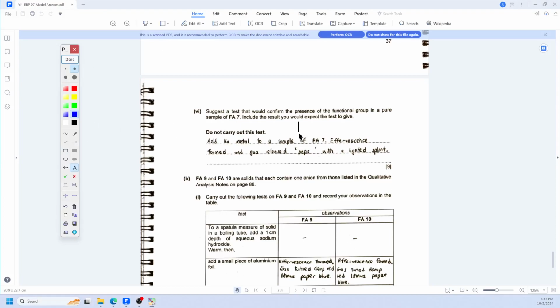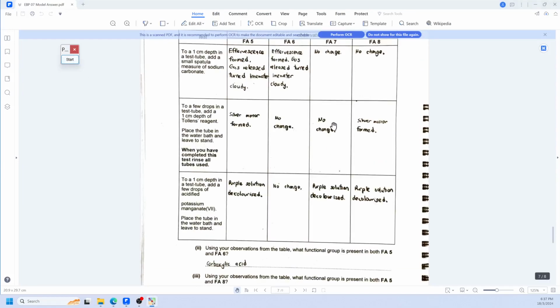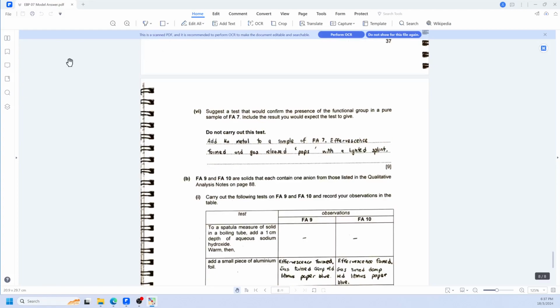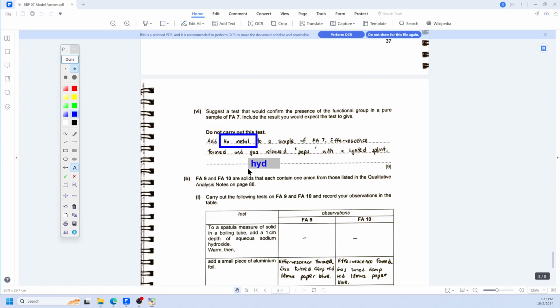Now, we say that FA7 confirms the presence of the functional group. Just now, for FA7, we said it is an alcohol. So what else can react with an alcohol? Another one is sodium metal, which will form sodium ethoxide if it were ethanol, but we don't know the alcohol, so it will form the corresponding anion. It releases hydrogen gas. So sodium metal reacts with alcohol and releases hydrogen gas, which pops with a lighted splinter.